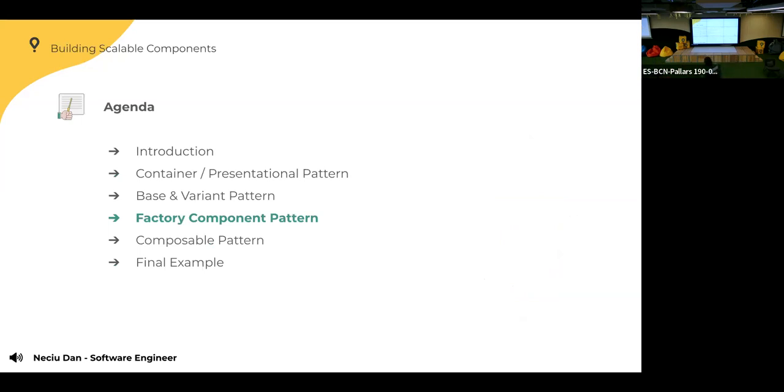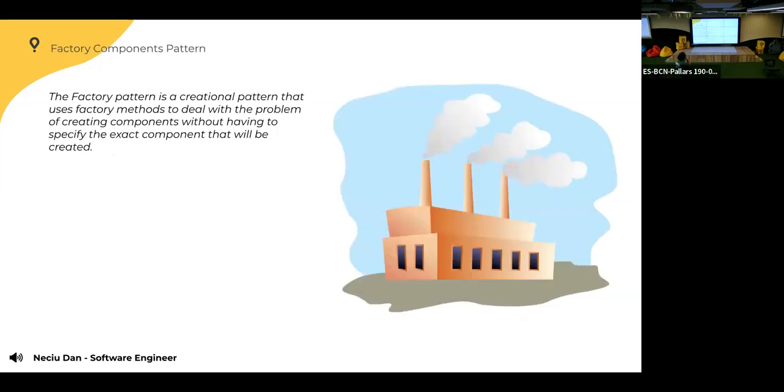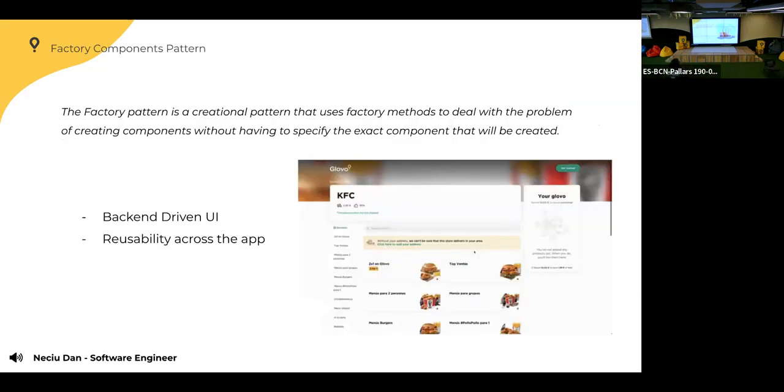Nice. The factory pattern. This usually happens when you are trying to render multiple components and you don't know what needs to be rendered inside the page. You don't have access to all the data beforehand. It comes from an API, for example. So you create a factory component that you delegate all of this logic to.